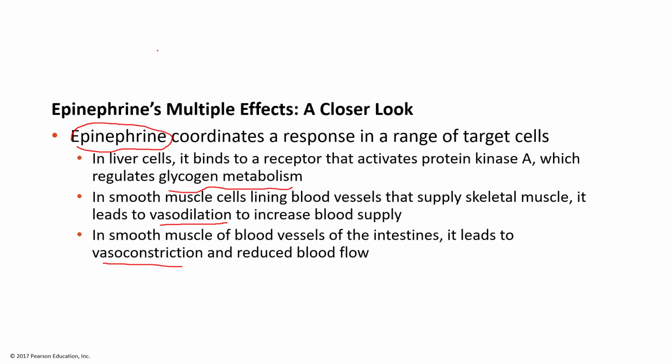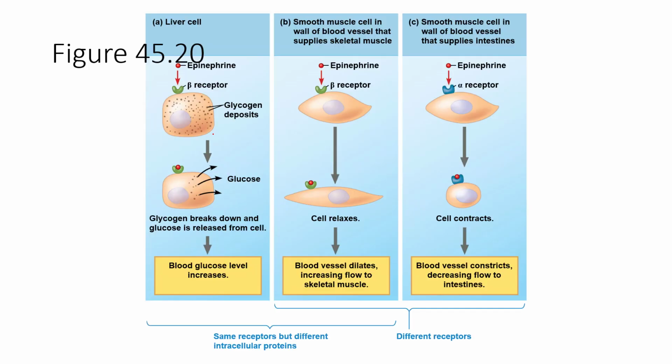So epinephrine in this case has lots of different effects. We have this interesting response here, many effects from one signal, this kind of cascade effect. So here's an example of how this might happen. Here's epinephrine in all three examples binding to a target cell, causing, in this case, glycogen to be broken down into glucose, and that increases blood glucose levels.